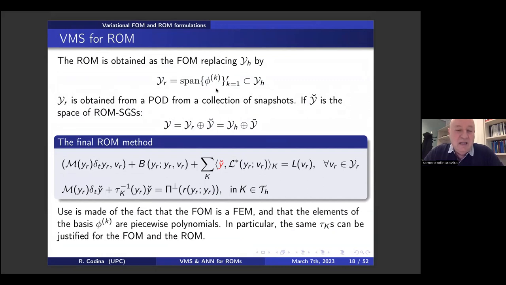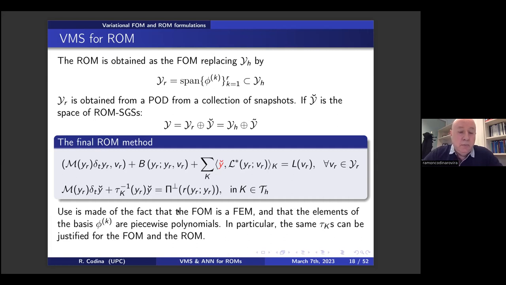And now we do exactly the same process as before. We also define the space of subscales for the ROM, which is this one for Y. And we apply exactly the same concepts, and we apply exactly the same form of the discrete problem.